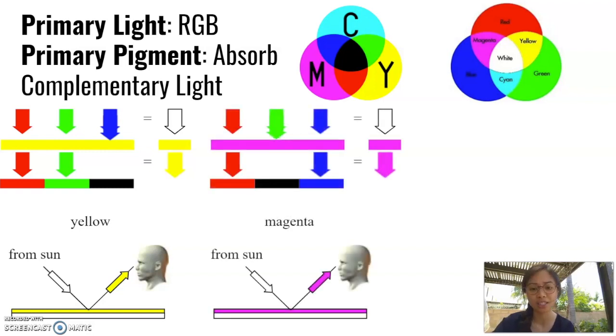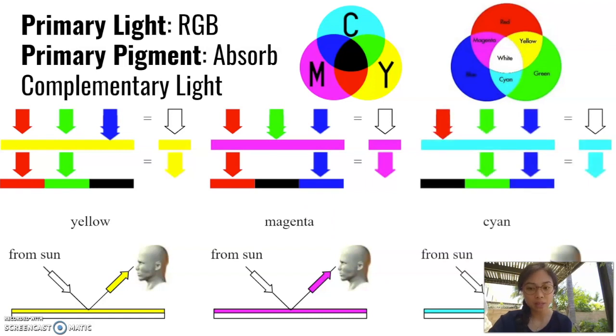What about magenta? Magenta pigment absorbs or subtracts green light, as you can see right here, okay? And so what is left would be red and blue light. And if you take a look at this color wheel, red and blue light combine to give us magenta. And so we'll see magenta color when green is absorbed.